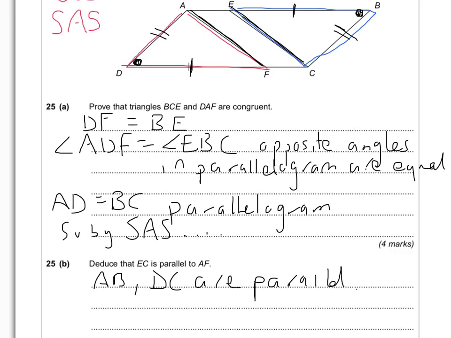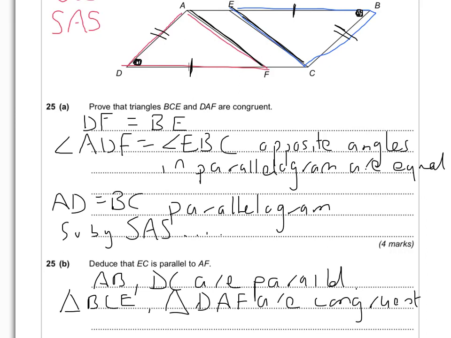So if you could write down triangle BCE and triangle DAF are congruent. You can see from the picture that because this is parallel to this, and these two triangles are congruent, then it must lead to that and that being parallel. So just a final sentence to say that. And one thing I want to say is don't write outside the box of the bit there should not be written. That will not be seen on the marker's screen.